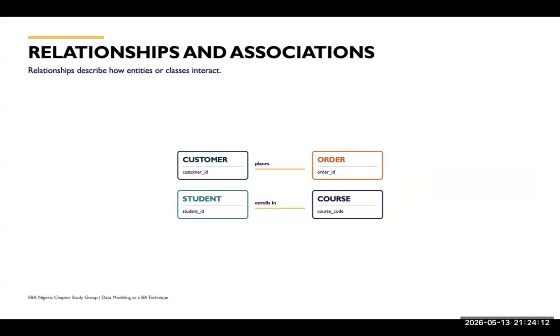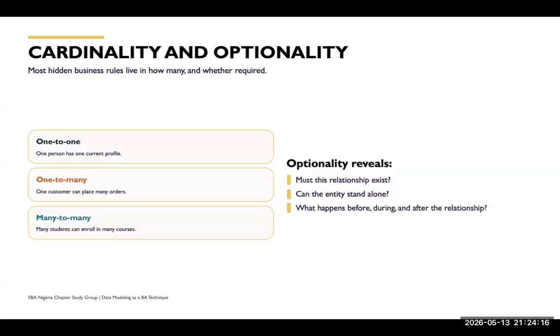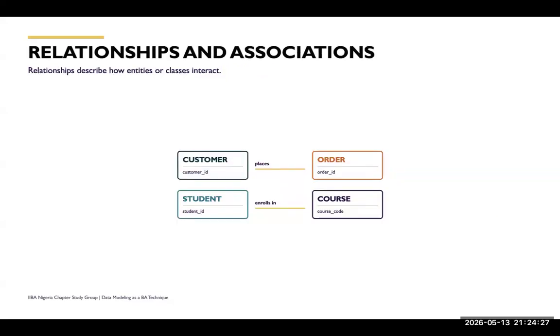We also have the relationships and associations. I think we've covered that, or cardinality and optionality. We talked about that as well. But let me talk a bit about the relationship and association. So the business concepts that are represented by the entity types.